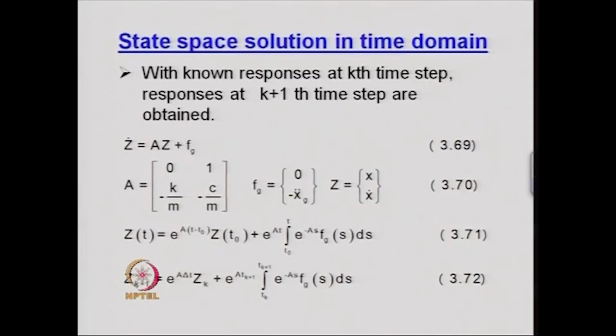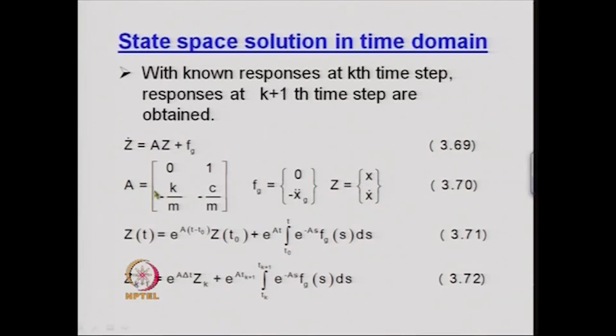Next, let us see the state space solution in time domain, in which the state space equation, as I described before, is written in this form: z dot is equal to A into z plus Fs, where A is this matrix, Fs is the excitation matrix and z is the state vector.